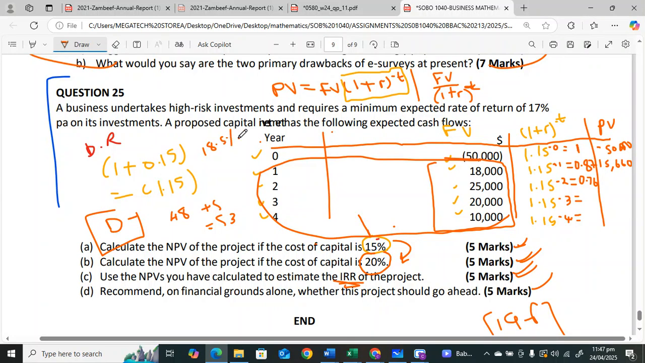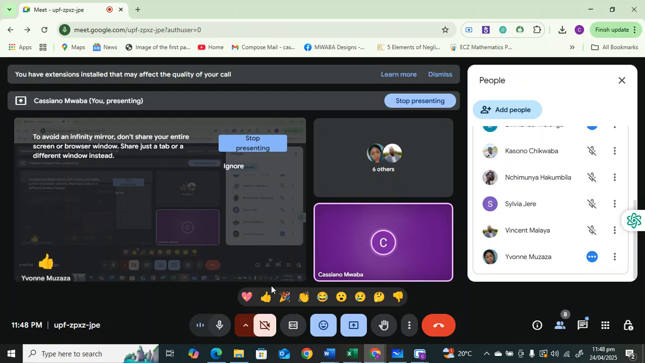And this return is compared with the minimum expected rate of return. The expected return is 17%, and our project is giving us a return of 18.5%. So it means we should accept, right? Because we are expecting a minimum return of 17%, but our project is giving us a return of 18%.